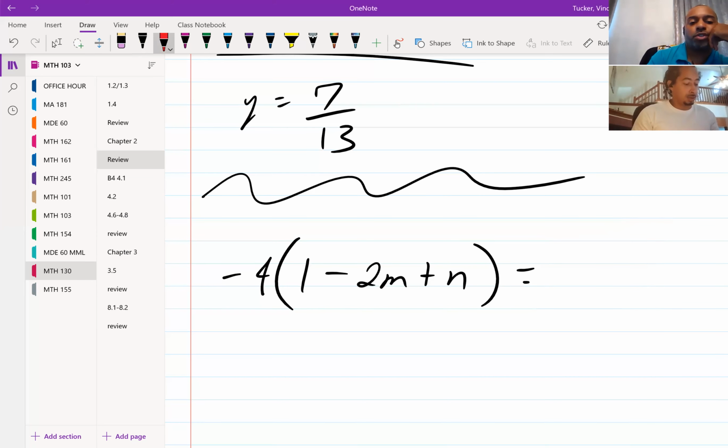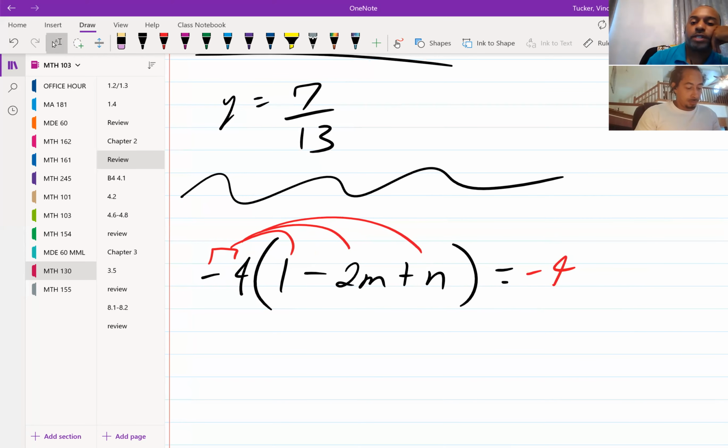So what they want you to do here is distribute this -4. You're not solving, you just simplify. They said rewrite it without the parentheses. So in order to do that, you have to distribute the -4. That'll be -4 times 1, which is -4. -4 times -2, which is positive 8m. And then -4 times n, that's -4n.